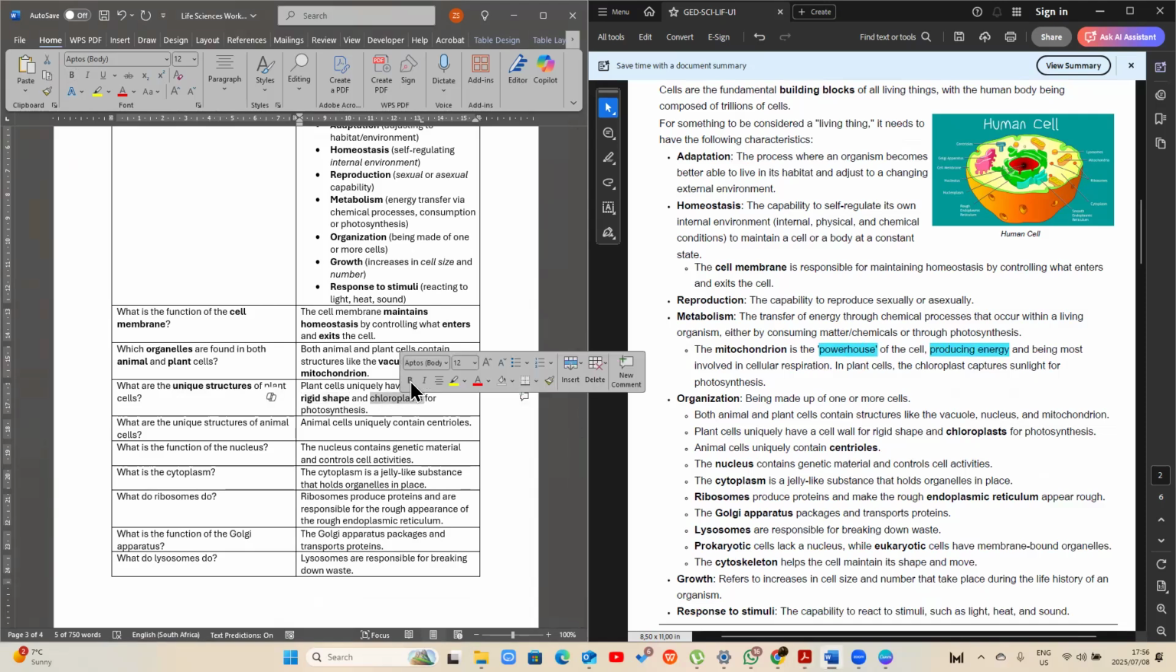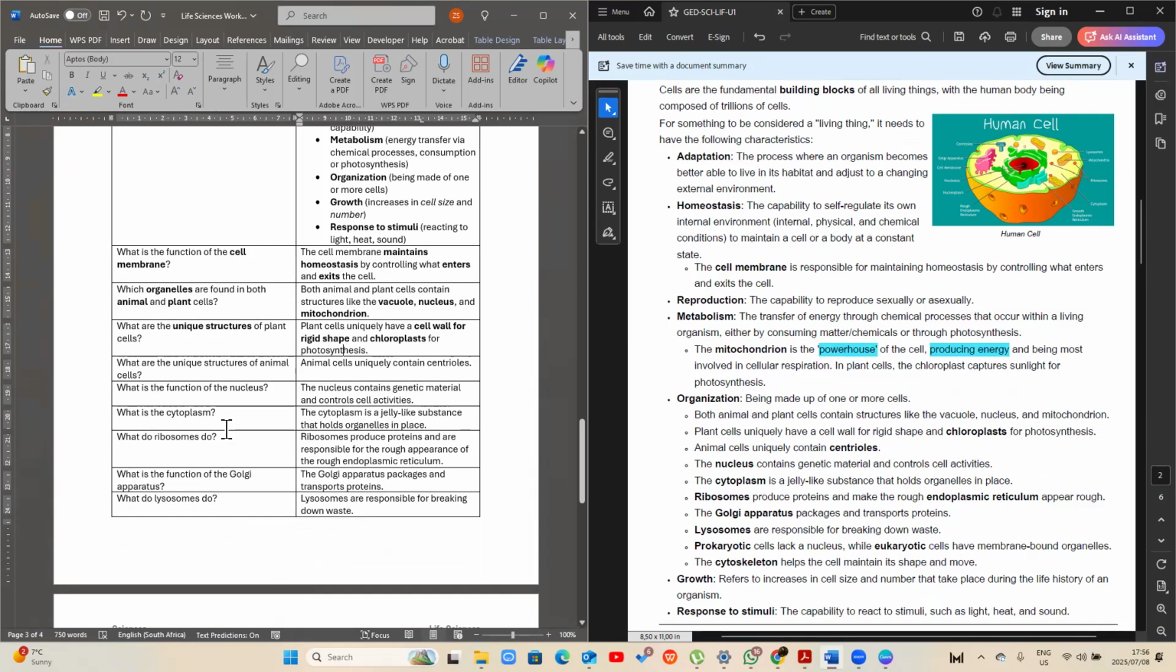And plant cells contain chloroplasts for photosynthesis, whereas animal cells are not going to contain chloroplasts. We are not made up of little green cells that soak up sunlight. So therefore, only a plant cell is going to contain chloroplasts, not animal cells. We also have to know what the unique structures of an animal cell are, since they are different. Animal cells contain centrioles, and these are not found in plants.